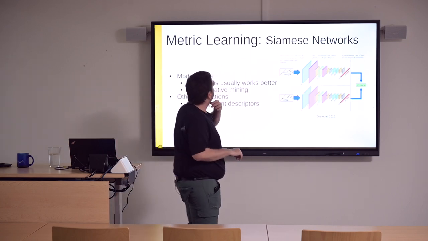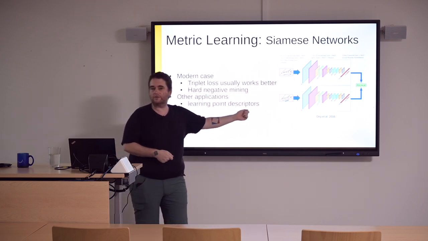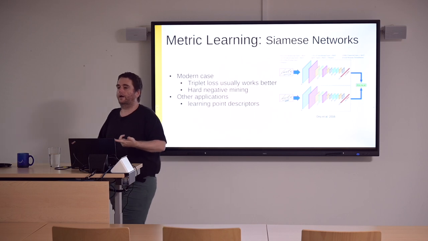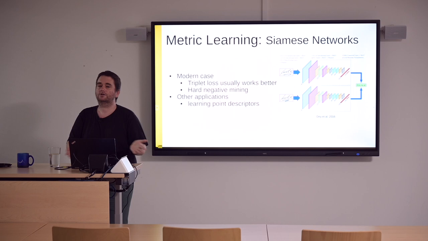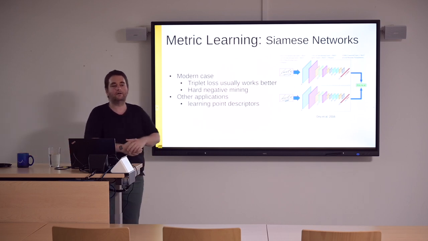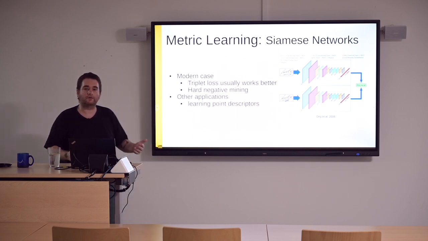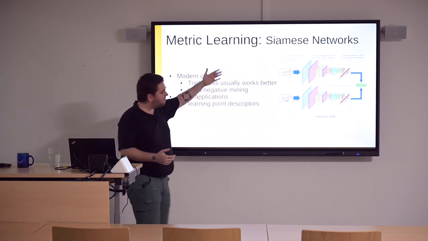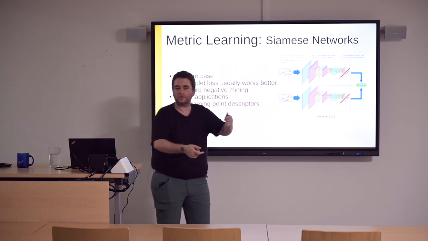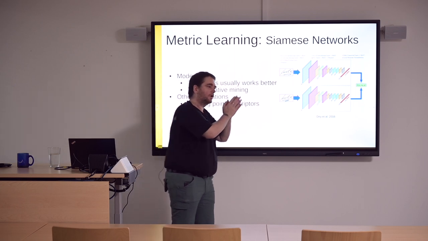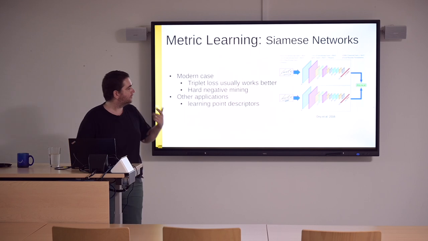A typical application might be, for example, signature verification. We would like to have a system that can verify signatures without ever knowing all the signatures that a bank might be dealing with. And we just train on 100 or 1,000 pairs of signatures and we say, make it so that whenever these two signatures go in, the output looks alike.